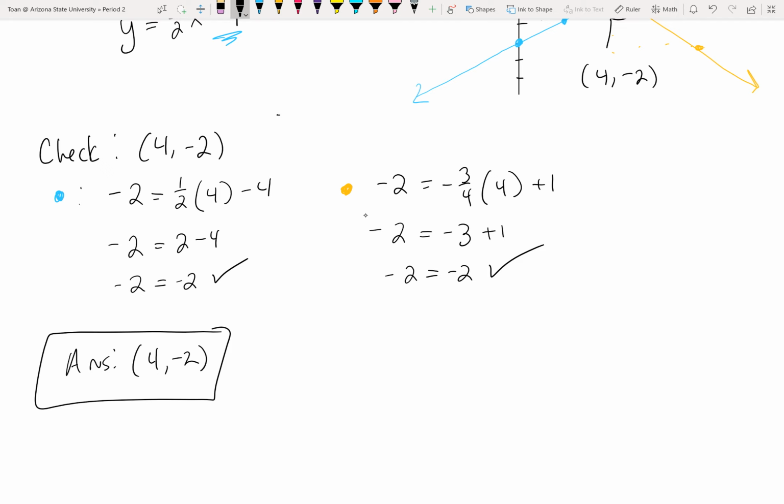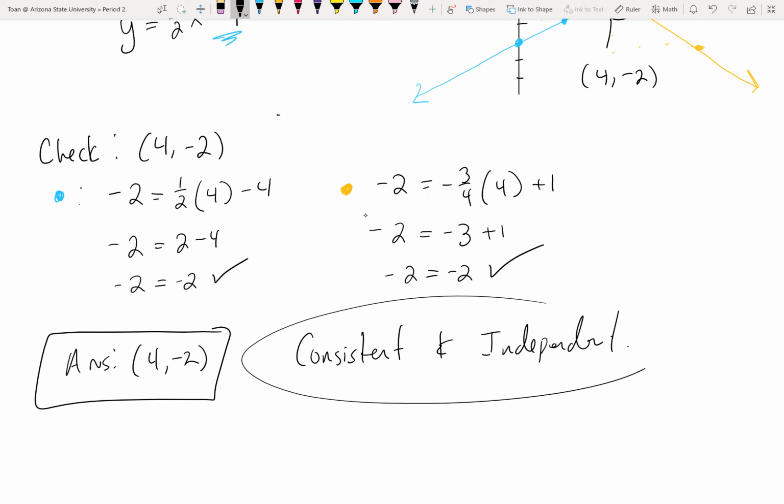Okie dokie. Right. Oh, bonus. You guys have your vocab words in front of you. I don't want to scroll up. Describe the system. Is he consistent or inconsistent? He's consistent because he has an answer. Is he independent or dependent? Independent, because he only has one solution. So consistent and independent. If the question asks to classify, this would be an answer. I just added it on as a bonus, but you will have some questions I'll ask to classify.